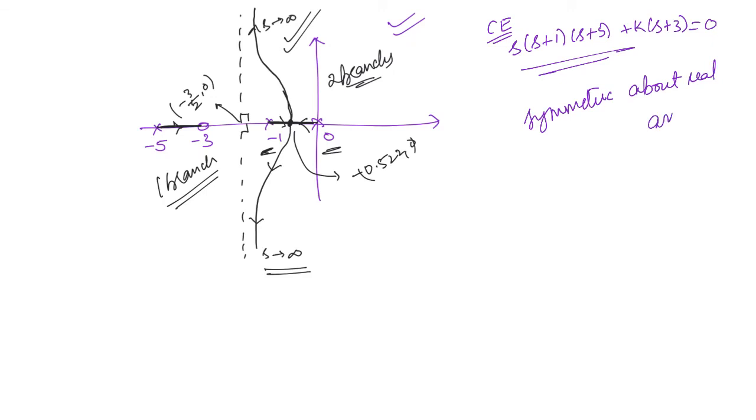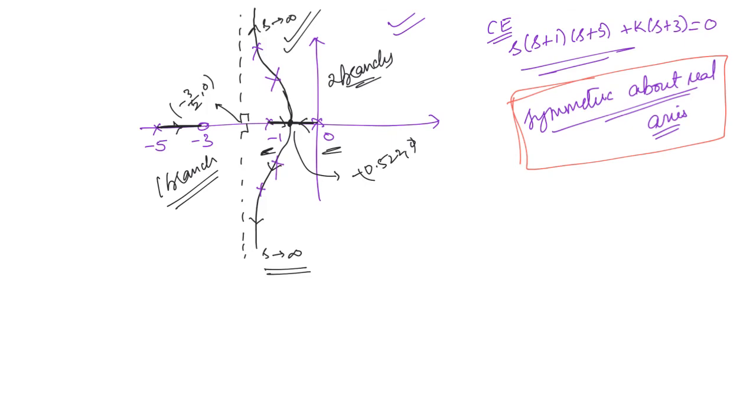So why is it symmetric about the real axis? Because whatever roots occur, they occur either on the real axis or as conjugate poles. That means if you have one pole here, then its conjugate should be present here. So wherever you take a pole, at the opposite side of the real axis we have its conjugate. This is why the root locus is symmetric about the real axis.